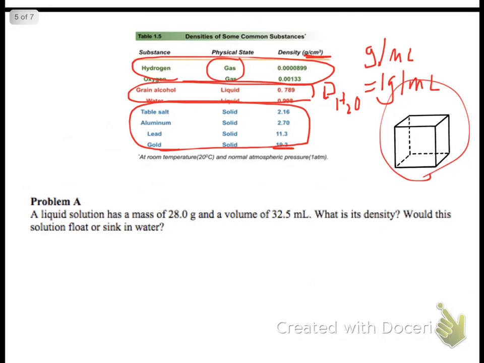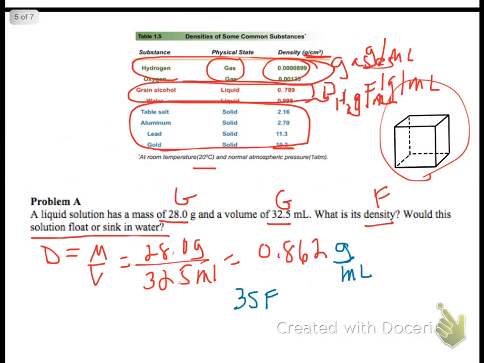So let's take a look at problem A. Problem A says a liquid solution has a mass of 28 grams and a volume of 32.5 milliliters. What is its density? And would this solution float or sink in water? So let's take a look.